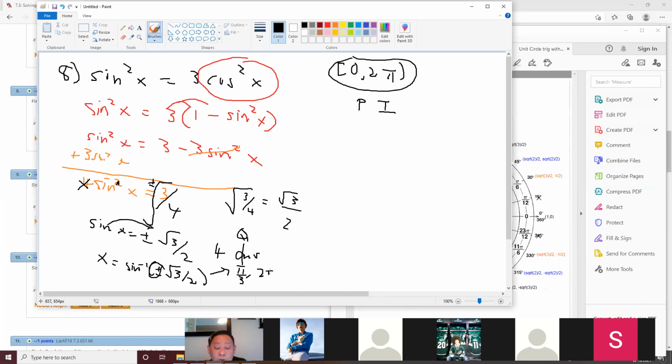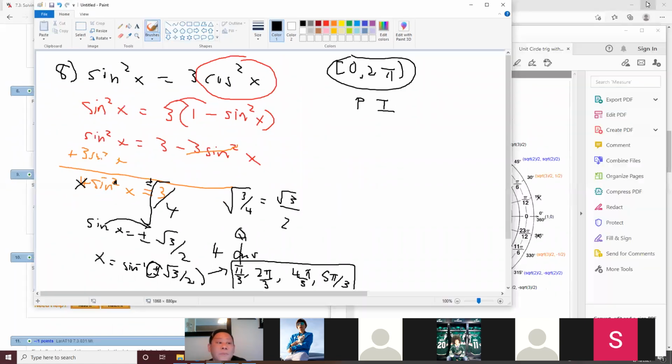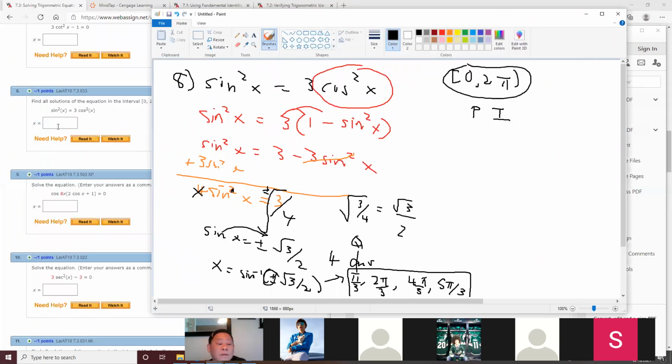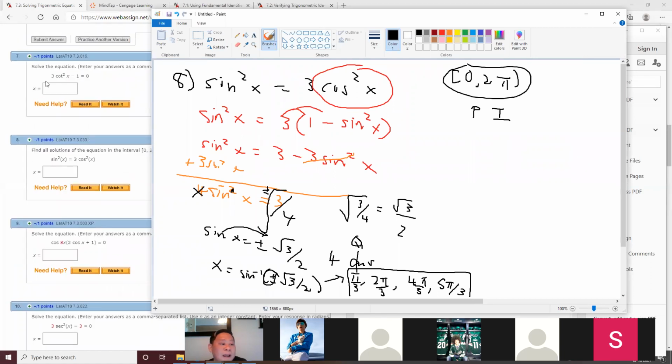Two pi over 3, which is in quadrant 3. What else? 4 pi over 3. And also what? 5 pi over 3. So these are your answers you put into question number 8. You guys okay here? So what is the difference between 7 and 8?